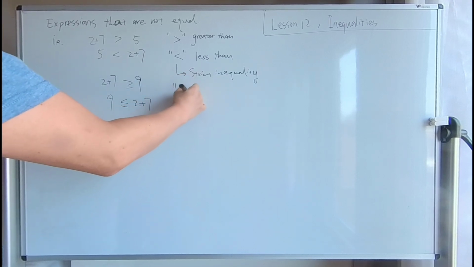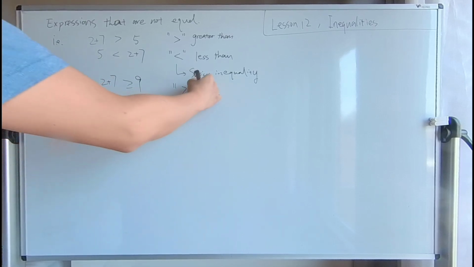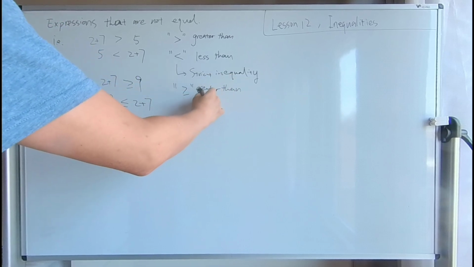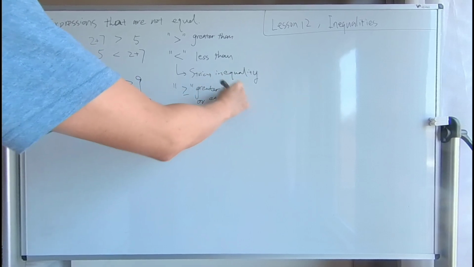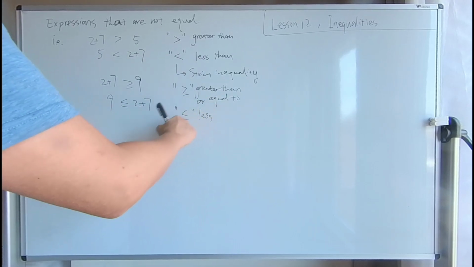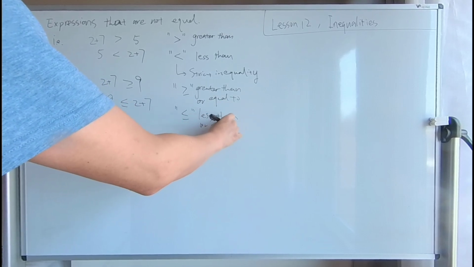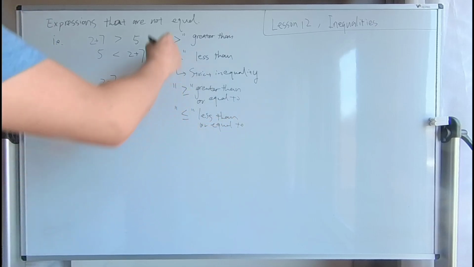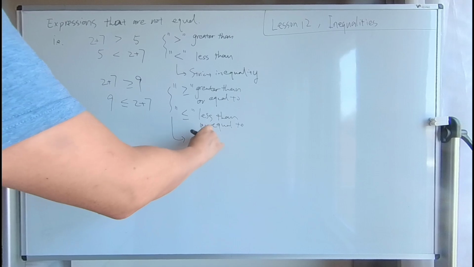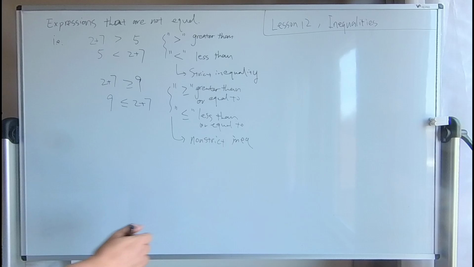Basically, this symbol, if adding a straight line below, is called greater than or equal to. Similarly, if you write it this way with a straight line below, this is called less than or equal to. And these are called non-strict inequalities.